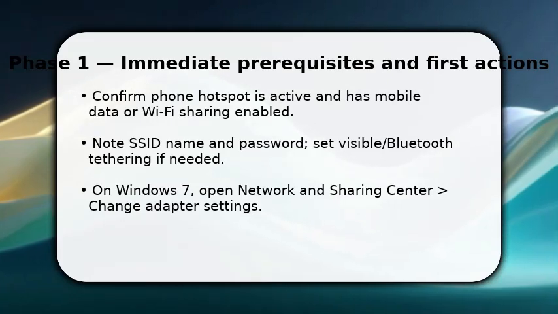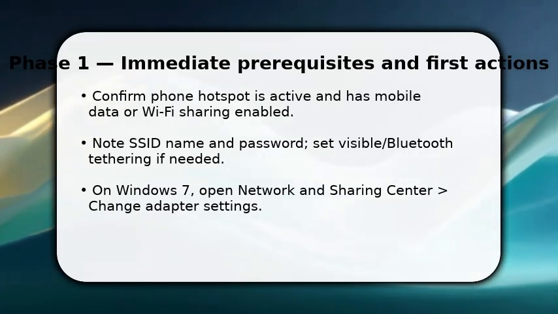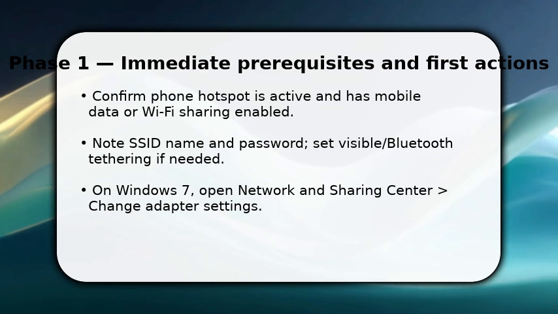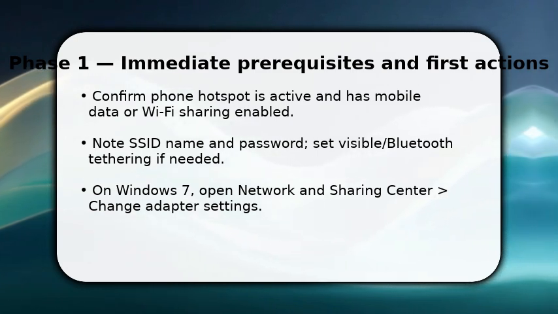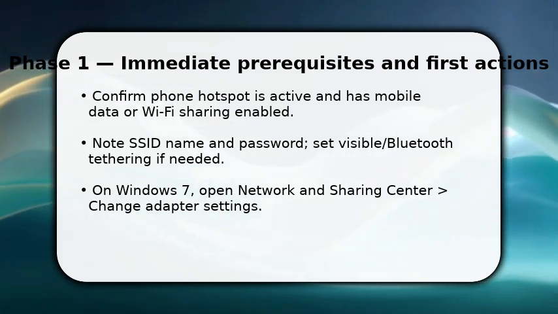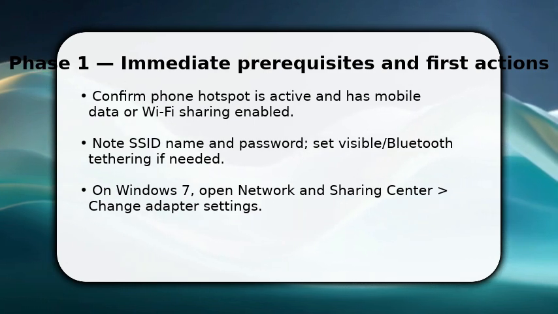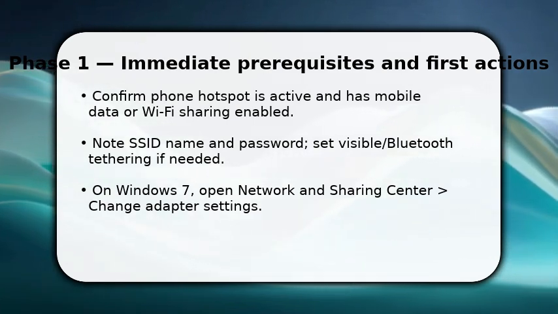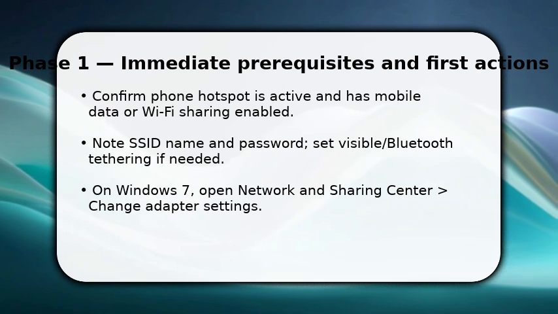You start by turning on the mobile hotspot on your phone and noting the SSID and password. This is critical because the laptop needs exact credentials. Once done, make the hotspot visible and enable Wi-Fi tethering or Bluetooth tethering if you prefer.